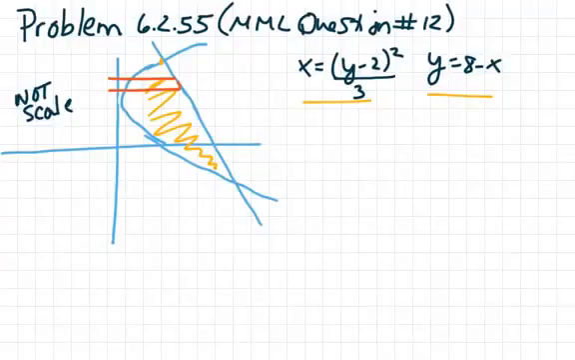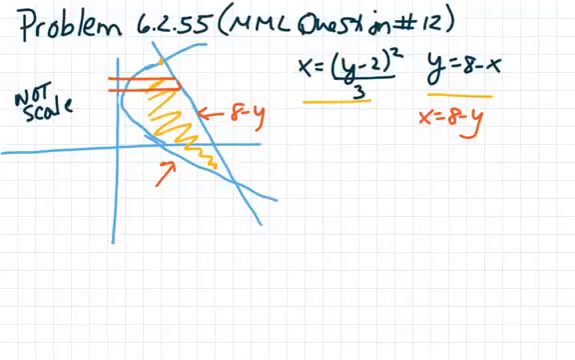Okay, so everything has to be solved for x. And over here I need to just fix this up, so x is equal to 8 minus y. So here's your equation, 8 minus y. And this was already given in a nice format for you. This is x equals (y minus 2) squared divided by 3. So let's integrate with respect to y.